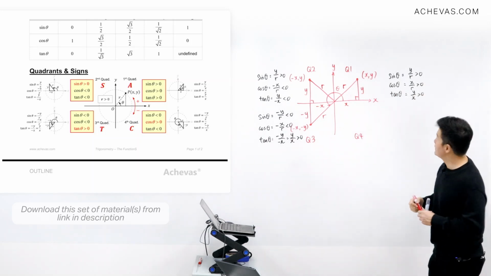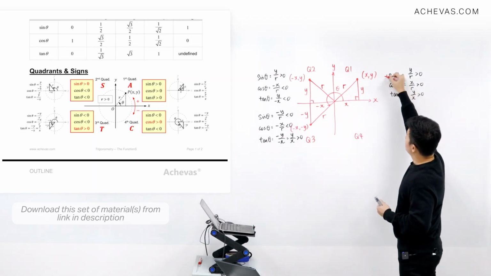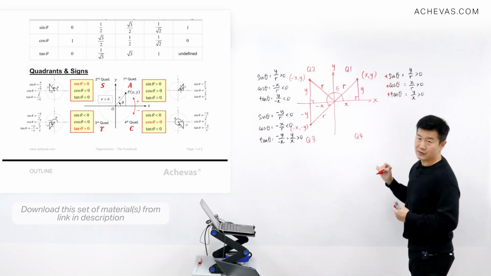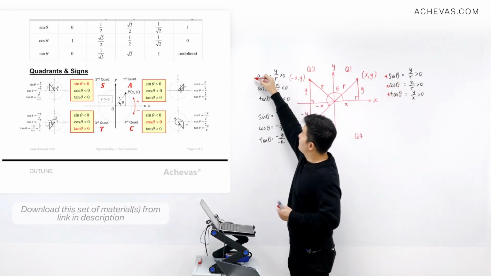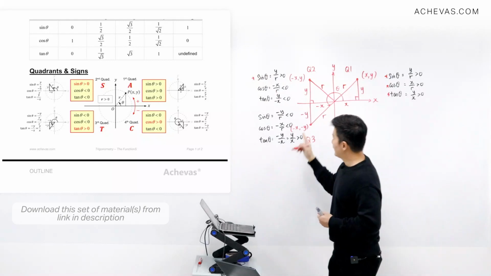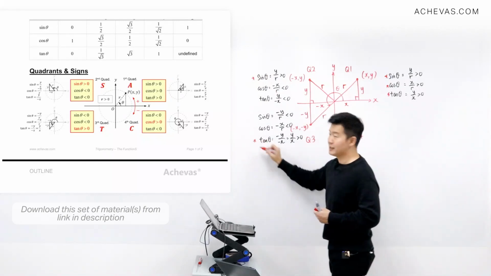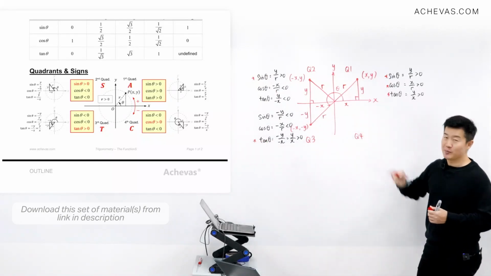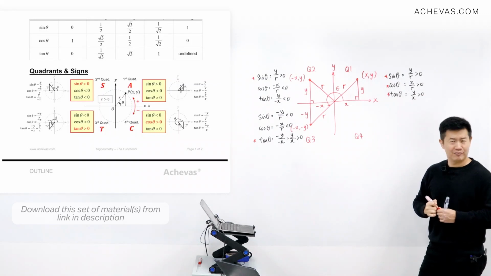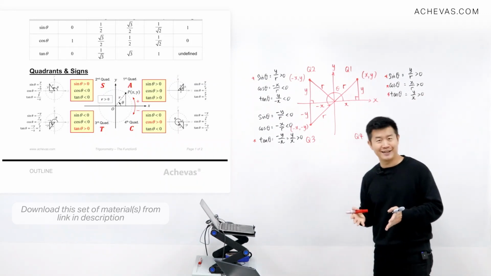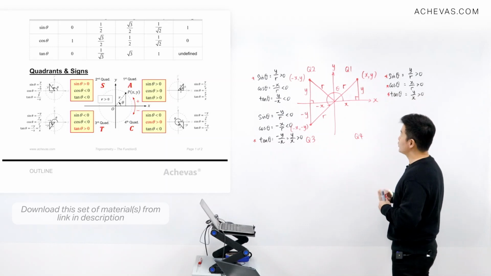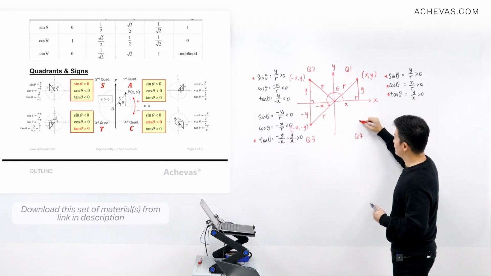So from what we have seen so far, in the first quadrant, all are positive. In the second quadrant, sine is positive, and in the third quadrant, tangent is positive. Can you guess which is going to be positive in the last quadrant? Is it really going to be cosine theta? Let's try. In the last quadrant, I'm going to pick a point here again, and its coordinates are going to be positive x and minus y.